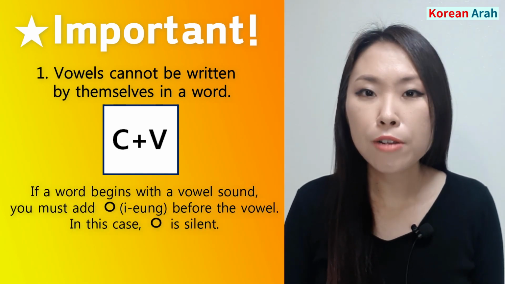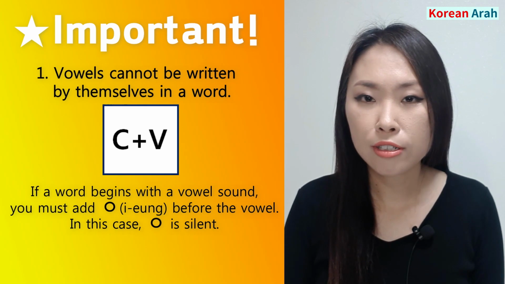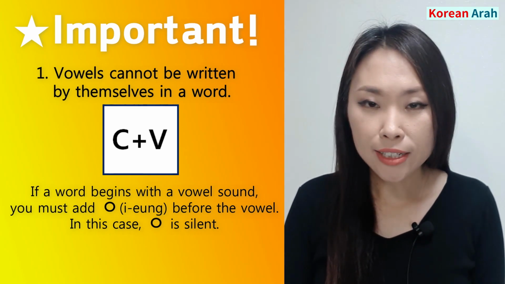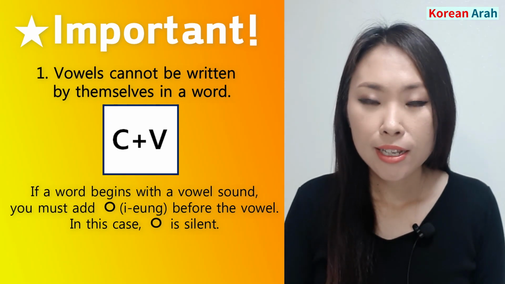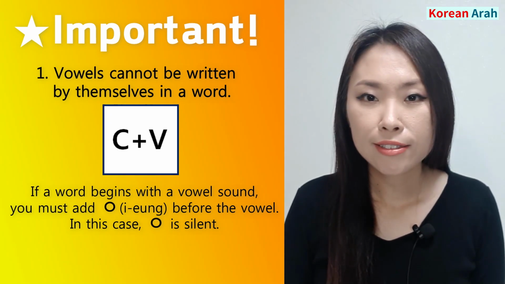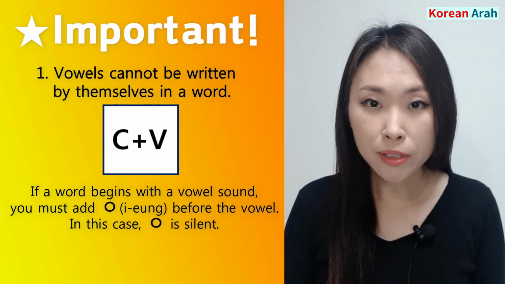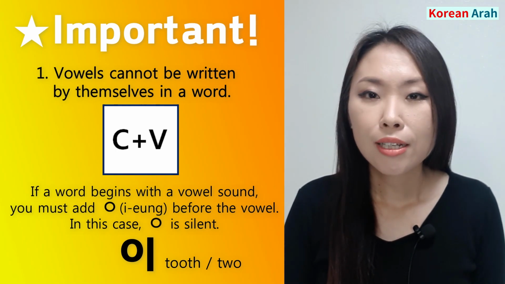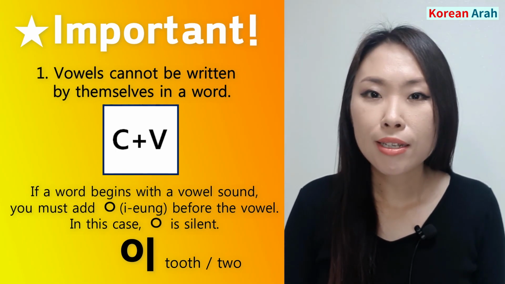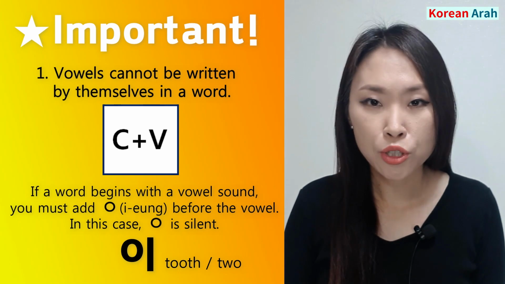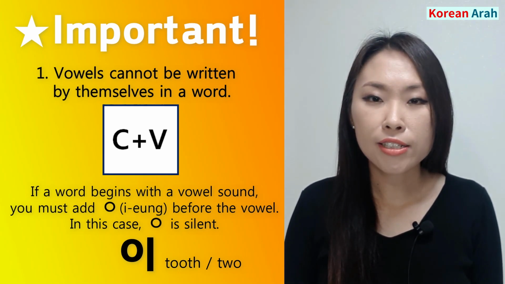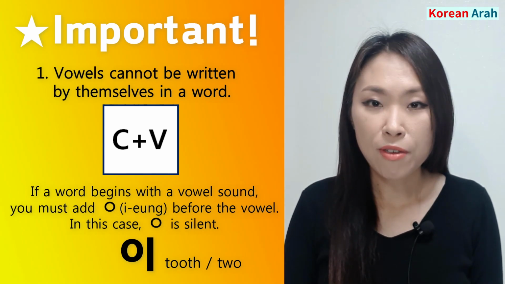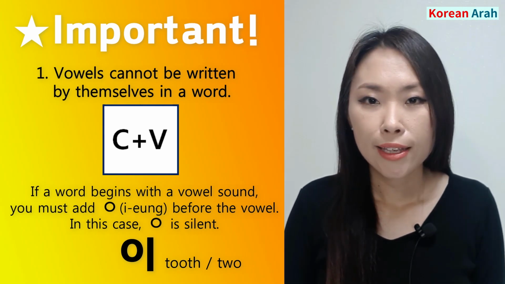If a word begins with a vowel sound, you must add 이응 before the vowel. In this case, 이응 is silent. For example, to write the word i, which means tooth or number 2, you must first write the silent consonant 이응 before the vowel. I.